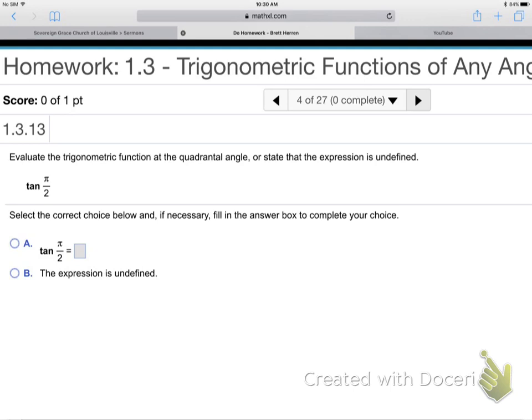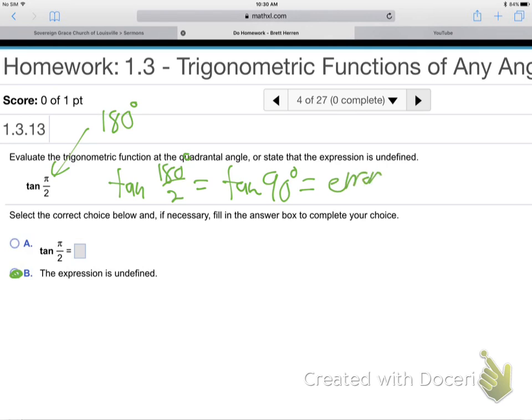Answer is getting an error, undefined or error, right? You guys getting the error in your calculator? That's correct. You should be getting an error on your calculator, which means the expression is undefined. We'll talk more about it a little bit later. Just want to make sure you're able to get that in your calculator at least, though. Yeah, so pi is 180. So you should get tangent of 180 over 2, which is tan of 90, which should be error or undefined on your calculator.